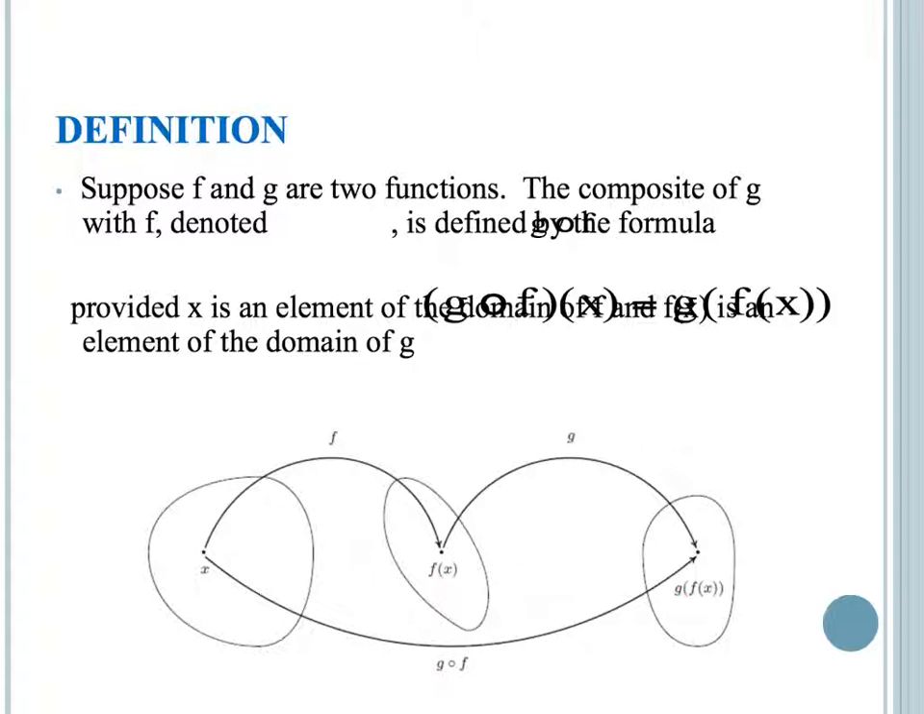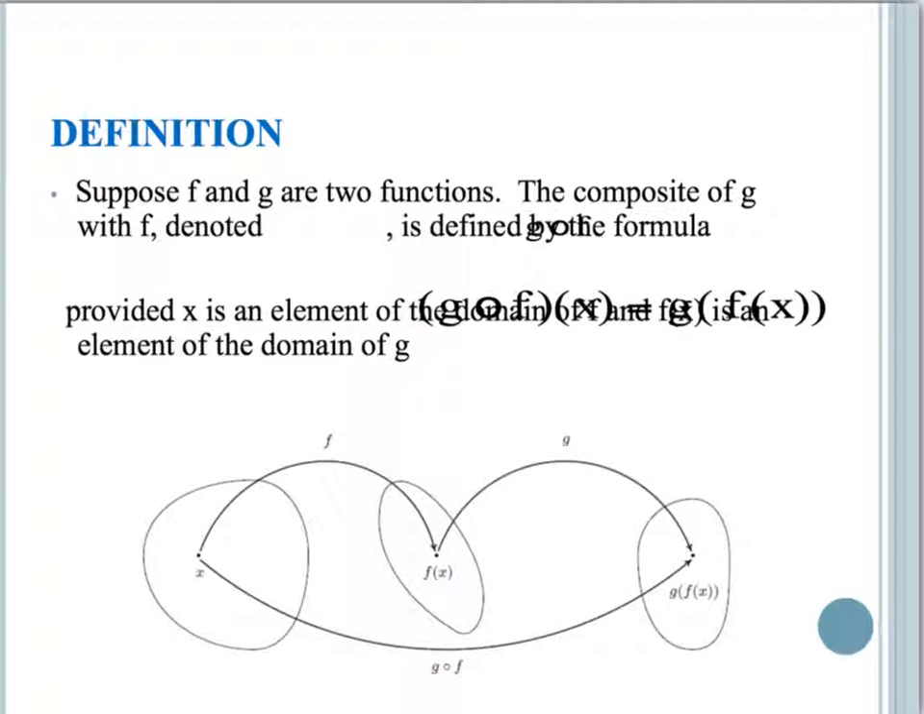But our symbol for this is the little circle in between the G and the F. So we would say that we have G of F of X, which is the exact same thing as our notation G of F of X. And what it means is that we're taking the function f of x and we're putting it into the function g of x every place that we have the letter x in our function g.